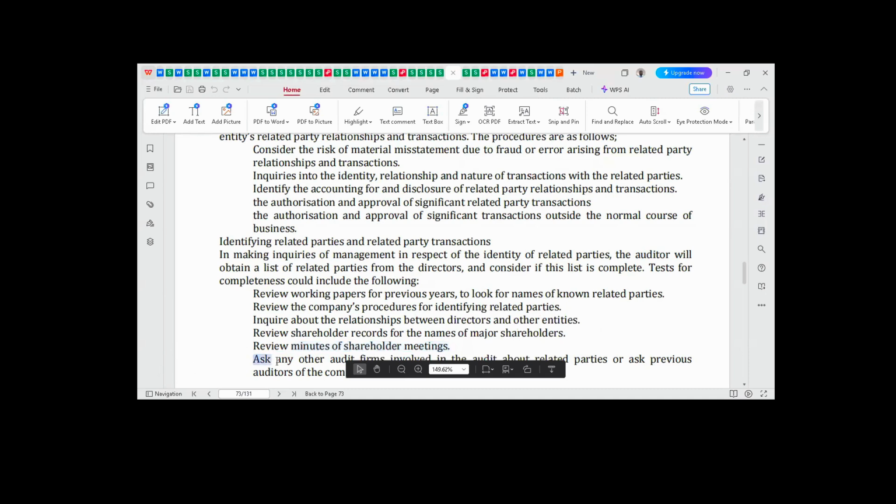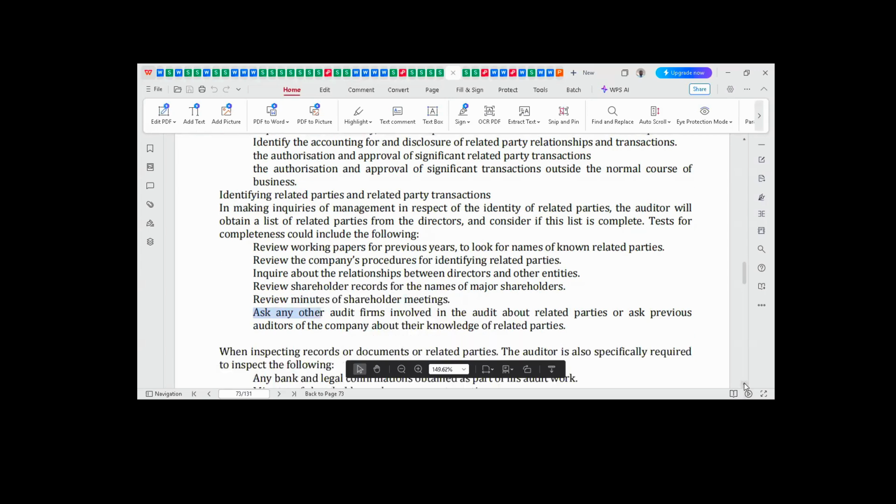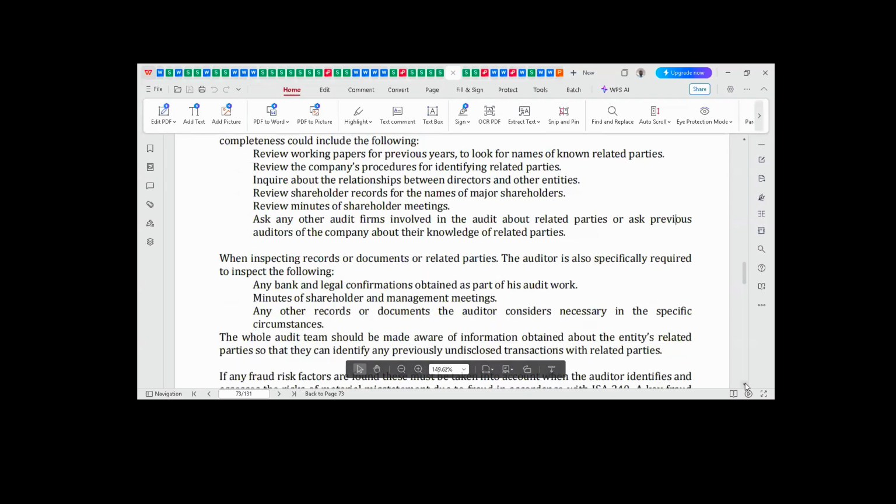Another thing I can also do is to ask other audit firms involved in the audit about related parties, and ask questions, like I said, of the previous auditor, so I can have a clear understanding of what related parties or related party transactions exist. So the auditor will be in the best position to handle all of this area.